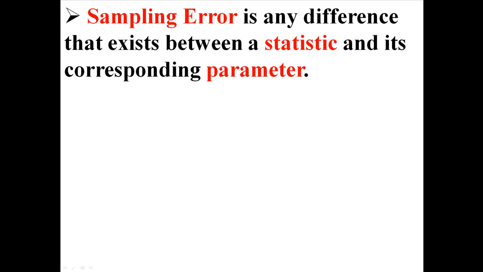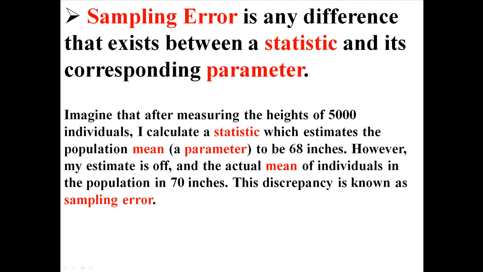So sampling error is any difference that exists between the statistic and its corresponding parameter. For example, imagine that after measuring the heights of those 5,000 people, I calculate a statistic which estimates the population mean to be 68 inches. However, my estimate is off, and the actual mean of individuals in the population is 70 inches. So I estimated it to be 68, but it's actually 70. There's a 2-inch difference there. That discrepancy is known as sampling error.